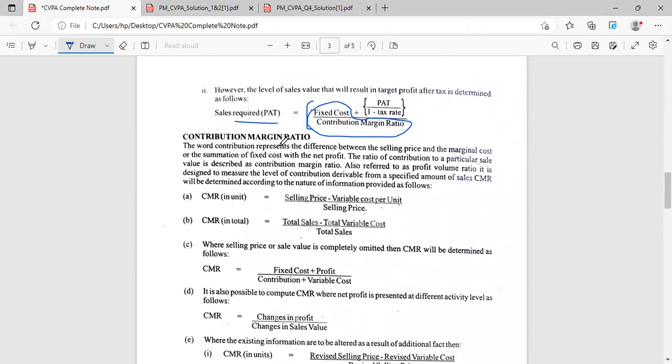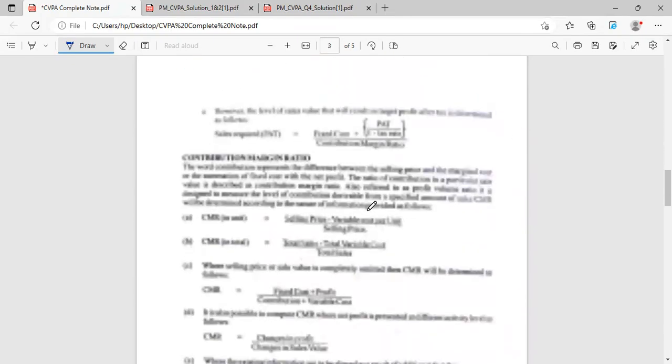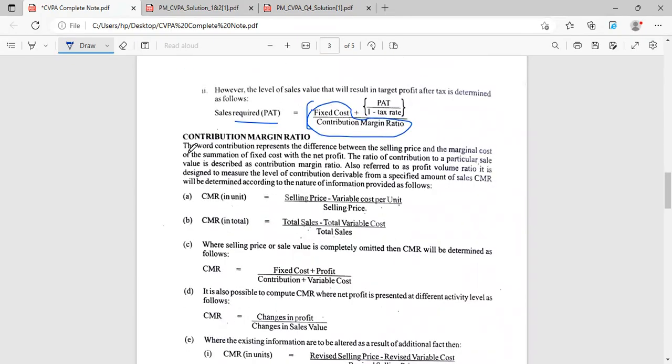Now, let's come down to contribution margin ratio. Remember, I told you that for this contribution margin ratio, I'm going to tell you how to get the formula. So what is contribution margin ratio? The word contribution represents the difference between selling price minus marginal cost, which is variable cost, or the summation of fixed cost with the net profit. So fixed cost plus net profit is also equal to contribution. I have seen questions where they will not give you selling price.